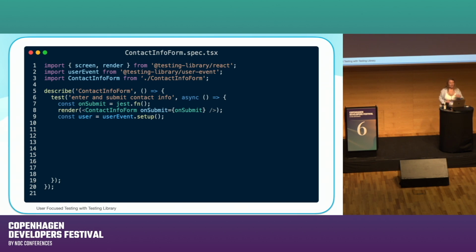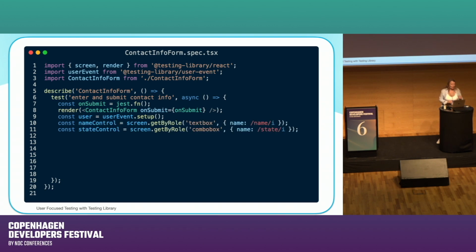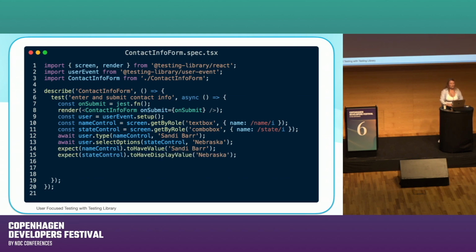The component rendering and user event setup arrangement can also be extracted out of your spec into a setup function for convenient use in multiple specs. We're going to query for the elements under test by using the getByRole queries off of the testing library screen object. And then we'll perform user interactions on those elements. We'll type into the text box control and select options from the combo box. And then we'll assert that we have the expected values.